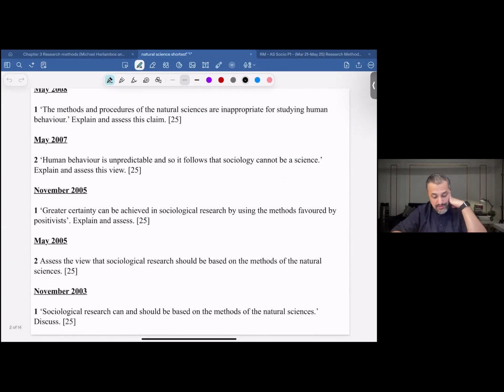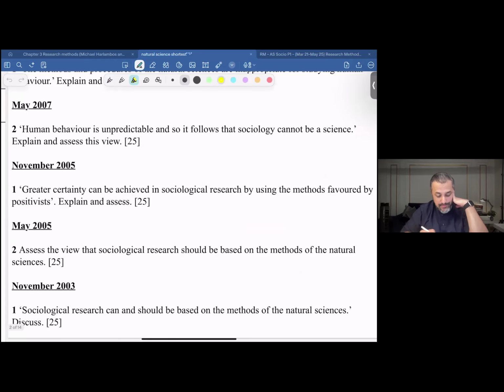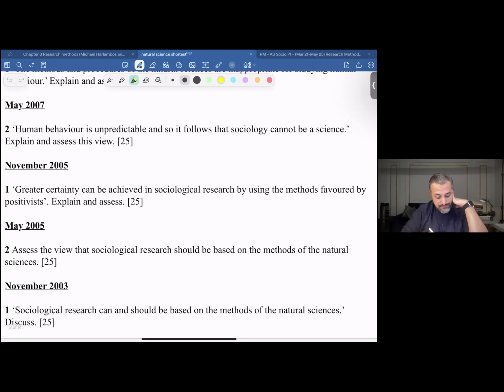Before we begin, I'd want you all to have a look at a couple of questions. Let's start from questions that have been tested in the CIEs before any one of you was born. In November 2003, that is 23 years ago, we had a question that said, sociological research can and should be based on methods of natural science. Can has to do with possibility, and should be has to do with desirability. Back then, the word used was discuss.